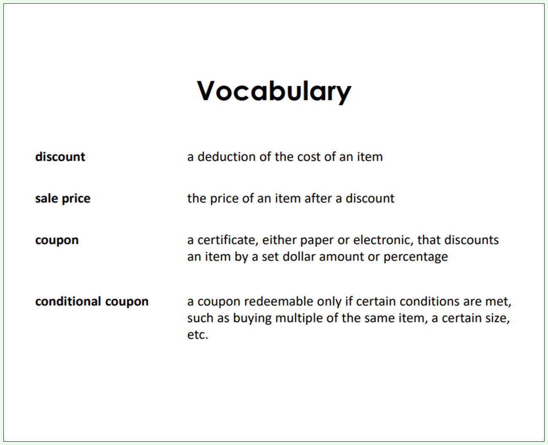A discount is just the amount off of an item. The sale price is the price left after the discount. A coupon is a discount set by the buyer or by the seller. And then a conditional coupon is like buy a Whataburger, get a free Coke or whatever. It has certain conditions that have to be met first.